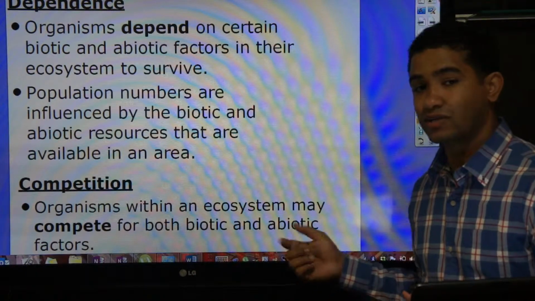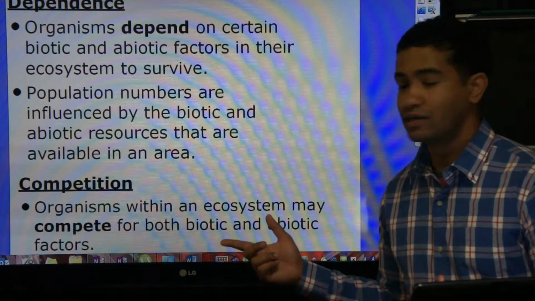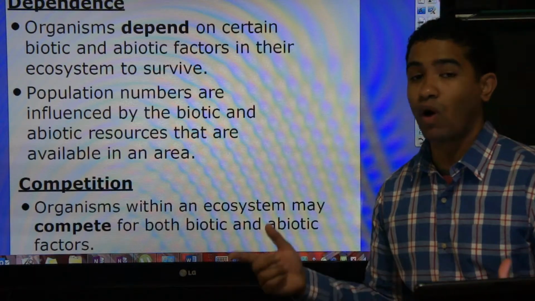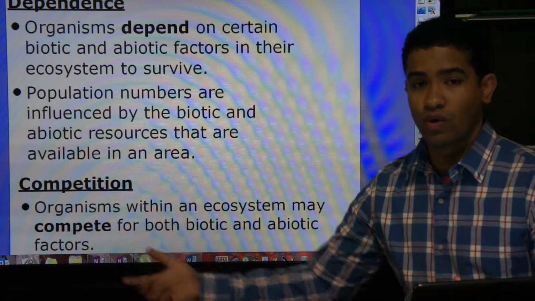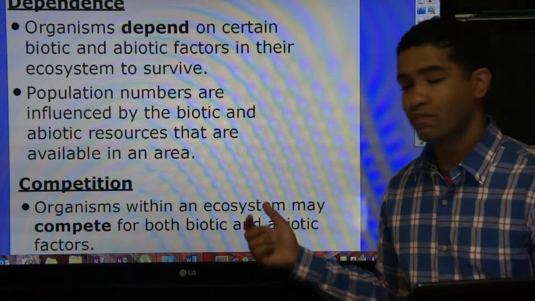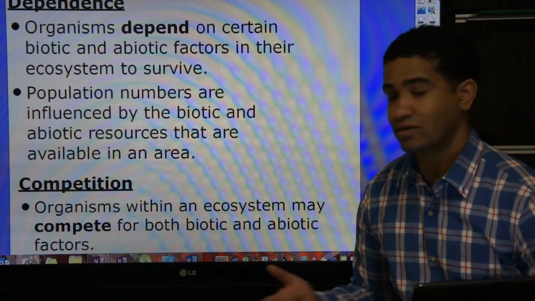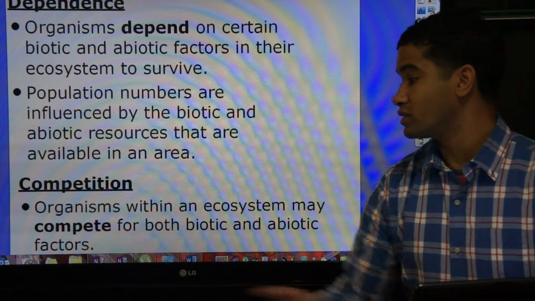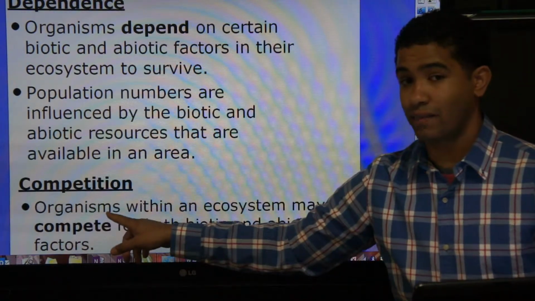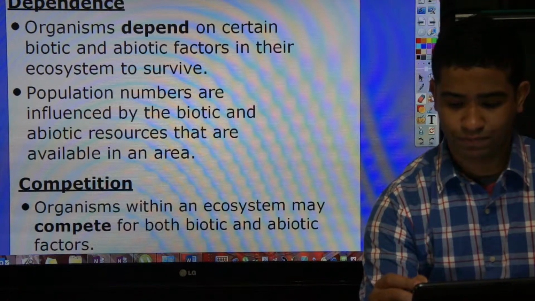Also abiotic factors like water. Animals on the savanna compete for water at watering holes. Larger animals will push their way in. Lions will scare away deer or gazelles, things like that. So animals, organisms, even trees compete for living things. So let's look at some of the things they compete for.